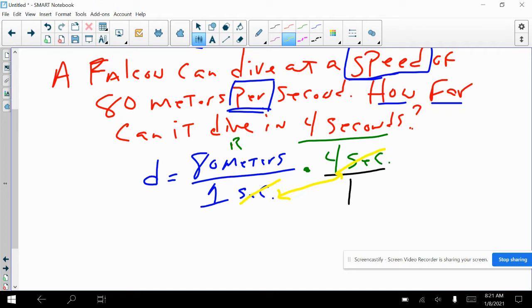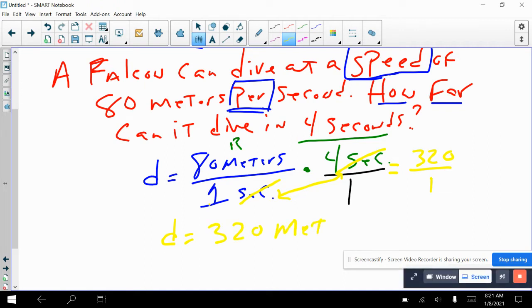You can't do that. As long as they are diagonal, think of cross reducing. You can cross reduce labels out, which is what we just did. You can also cross reduce numbers. So as long as that's the case, we have 80 times 4 gives us 320. 1 times 1 gives us 1. So now we can say, how far can that falcon dive in 4 seconds? 320 meters.